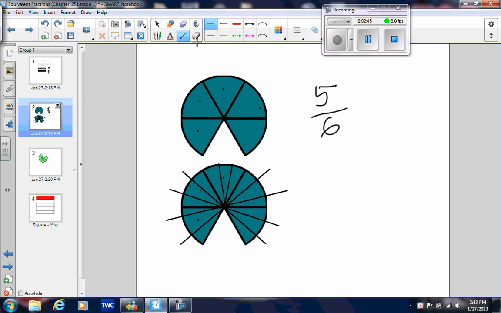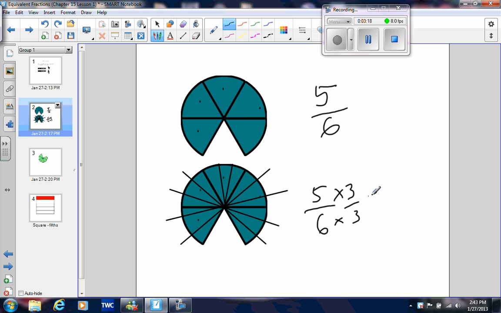Alright, what I've done here is I've taken all of the pieces that we had before and broken each of those up into 3. So I got 3 here, 3, 3, 3, 3. So what I've done is taken those 5/6 and I've cut them up into 3 pieces. So you can see here that I've got 3/3. Each of the pieces was cut up into 3 equal sized pieces.